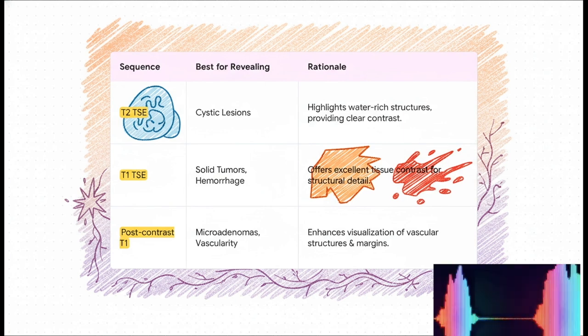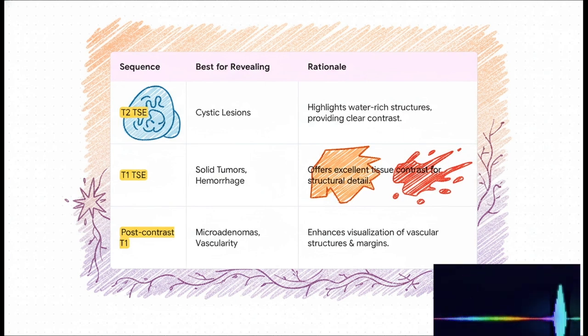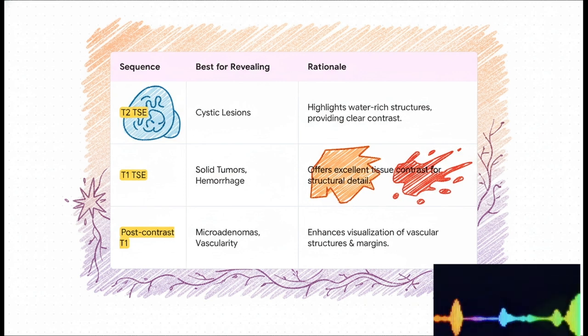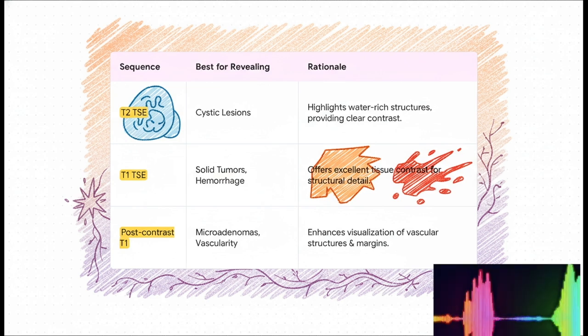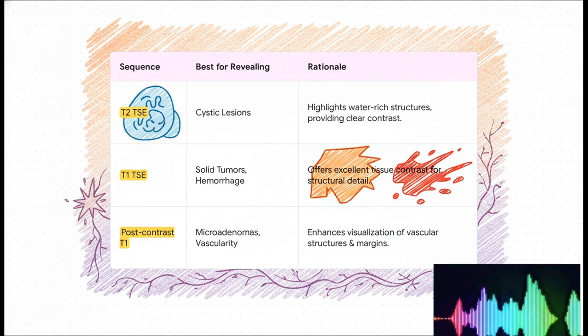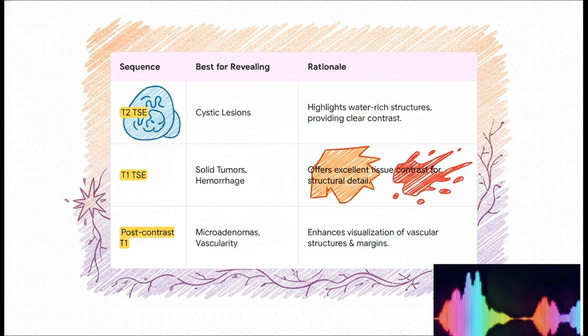Okay, think of this table as your essential toolkit, right? Each sequence is like a different lens on your camera. So T2 is your go-to for anything cystic. Think Rathke's cleft cysts, because it makes anything with a lot of water in it light up bright. T1, on the other hand, gives you that gorgeous structural detail for solid tumors or even hemorrhage. And post-contrast T1, that's the secret weapon. It's how you spot those really subtle microadenomas. They typically show up as hypointense, which just means they look darker than the rest of the normal gland, which really lights up with the contrast.